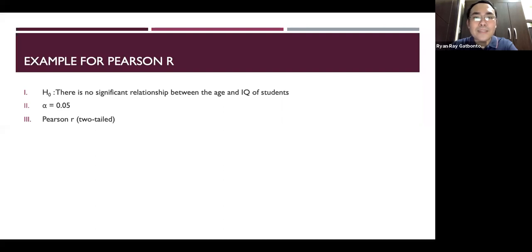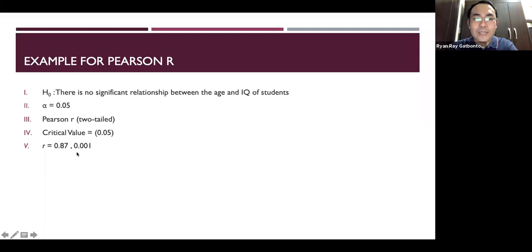Then we determine the test statistics that we will use, which is your Pearson R, and we will use a two-tailed test to determine its significance. The next step is to set the critical value. Because we will be arriving at a p-value, we set it the same as our level of significance.